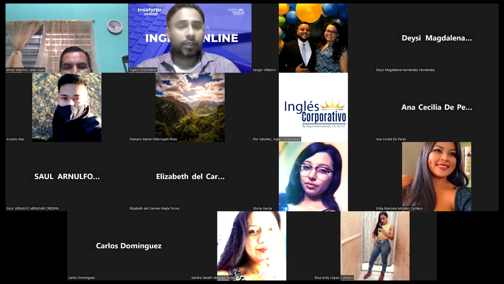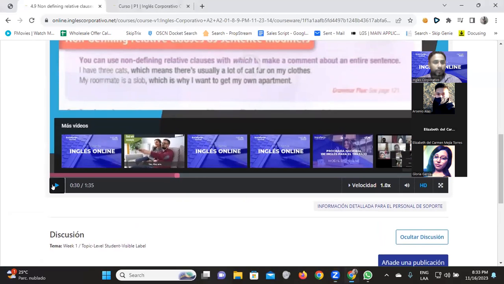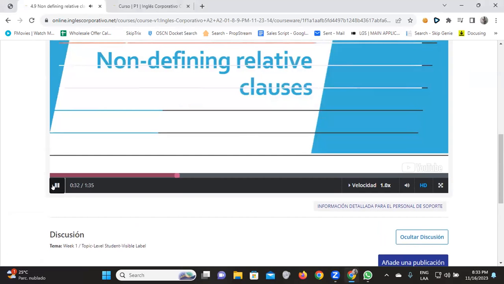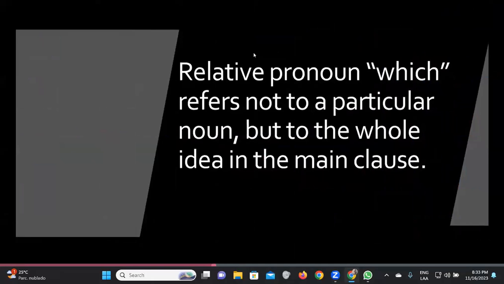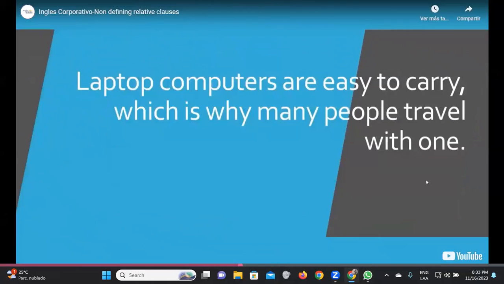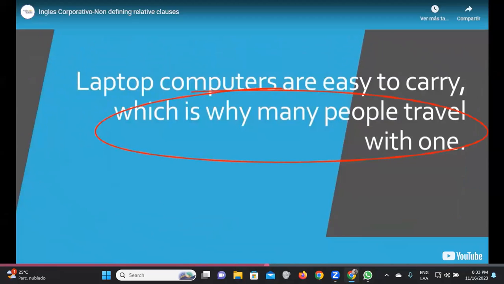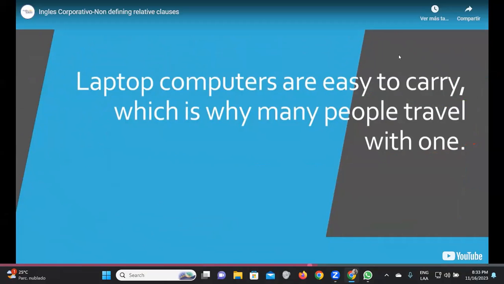Okay, let's look at the video one more time. Non-defining relative clauses as sentence modifiers. In these relative clauses, the relative pronoun which refers not to a particular noun, but to the whole idea. They are set off from the main clause by a comma. This type of non-defining relative clause adds information or a comment that applies to the first clause.